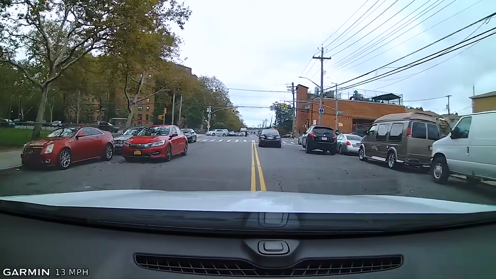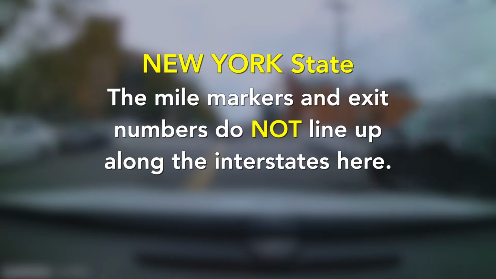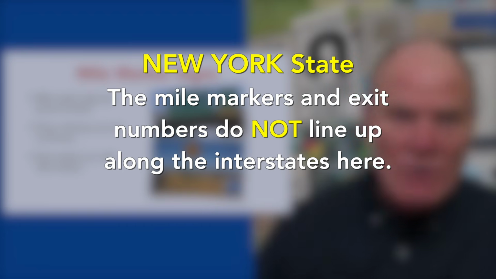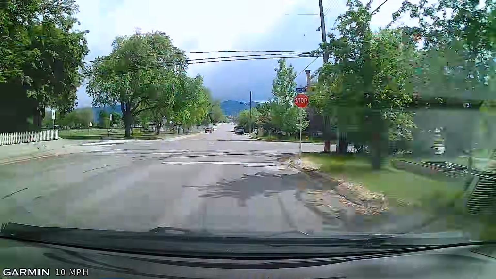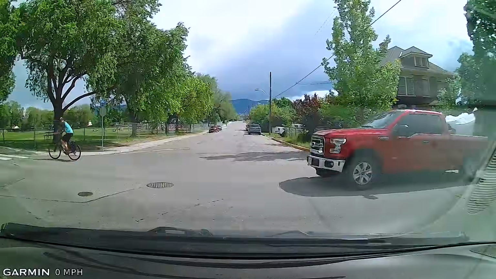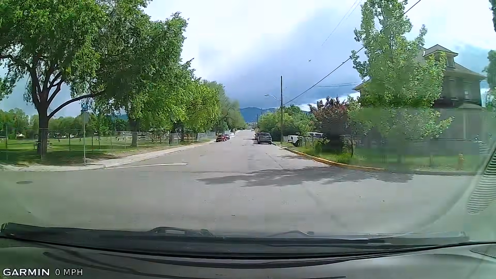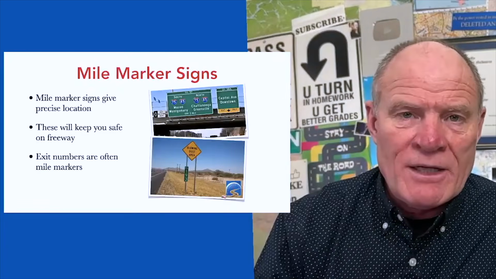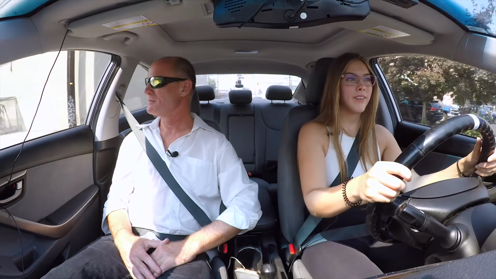Now, know if you're in New York State, the exit numbers do not line up with the mile markers. There are still mile markers, and there are still exit numbers, but the exit numbers are not the same as the mile markers. So know that if you're driving in New York State and maybe a couple other places. I think the New Jersey Turnpike is like that as well. Somebody can correct me either here on the live stream or leave a comment down in the comment section if you're watching on the replay about mile markers.